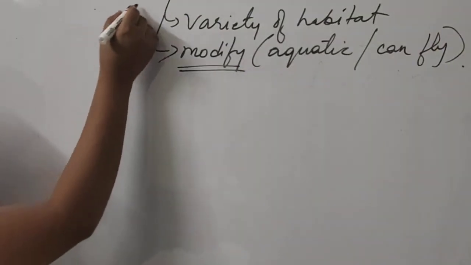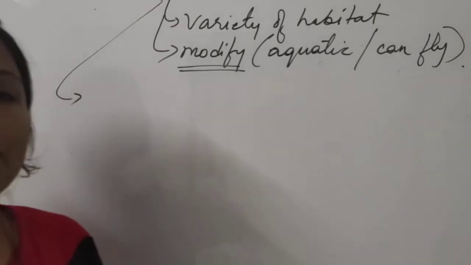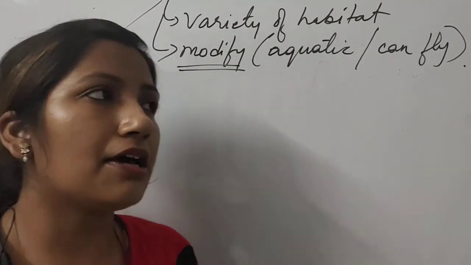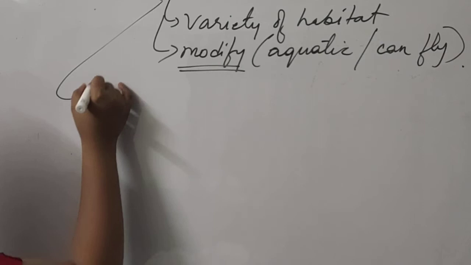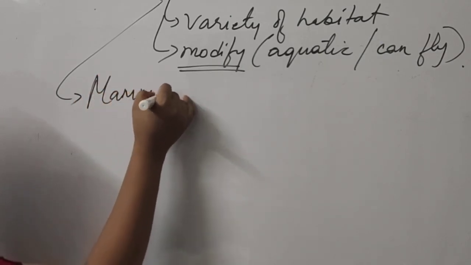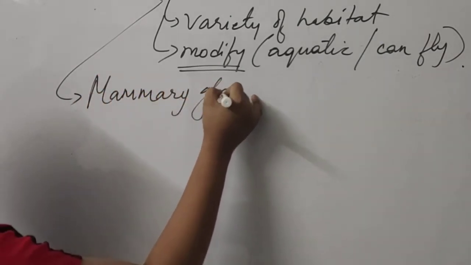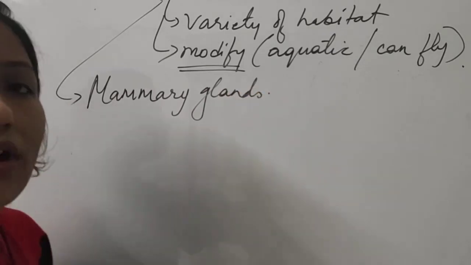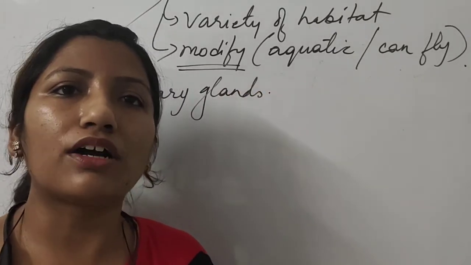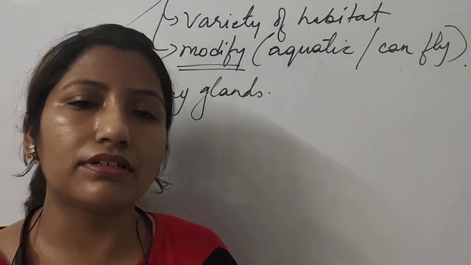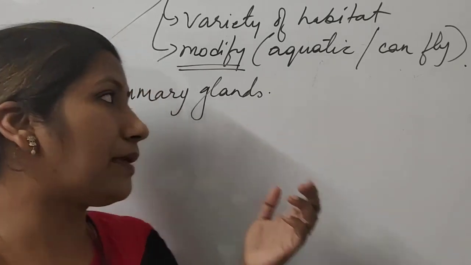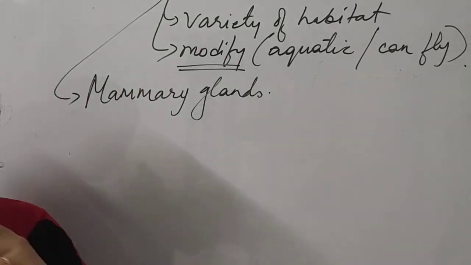And a special feature of mammals: like how Aves have special features such as feathers, mammals have mammary glands. Mammary glands are the glands which produce milk to feed the young ones. As mammals give birth to young ones, they need to be fed. So that is provided by the milk produced by the mammary glands.